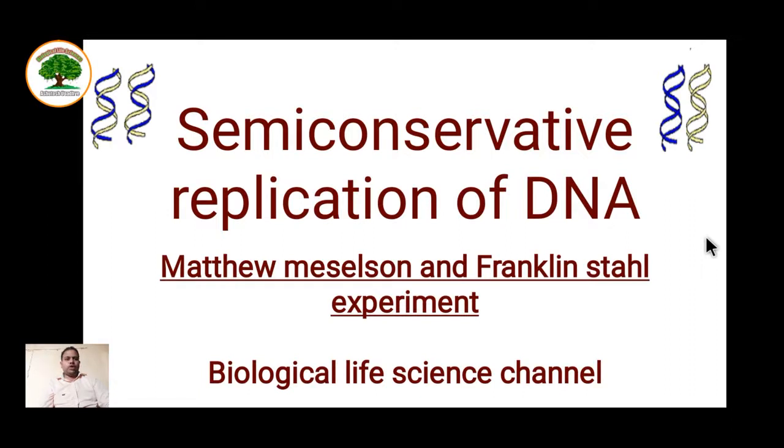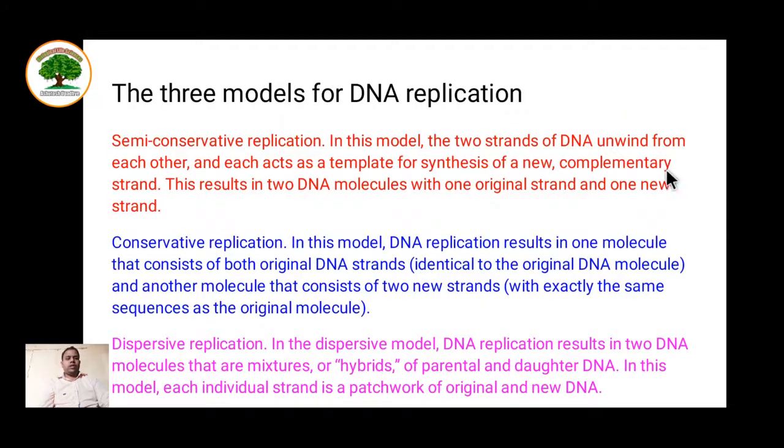In today's video, we are going to see semi-conservative replication of DNA. This experiment was performed by Matthew Meselson and Franklin Stahl, in which they proved that DNA replicated semi-conservatively. So let's begin. There are basically three models for DNA replication. One is semi-conservative replication, next is conservative replication, and third is dispersive replication.